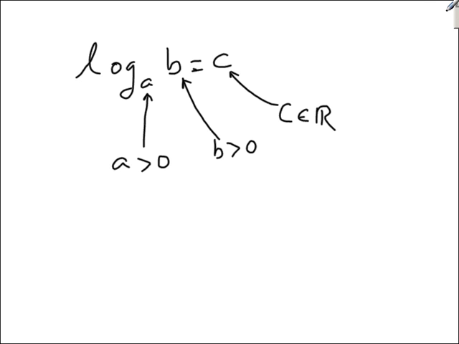C is an element of, the symbol is an element of, and R, the fancy written R, is the real numbers. C is an element of R. That is, C is any number. C can be positive, negative, that's all I'm saying. But the A and the B must be positive. The base and what you're taking the log of must be positive.